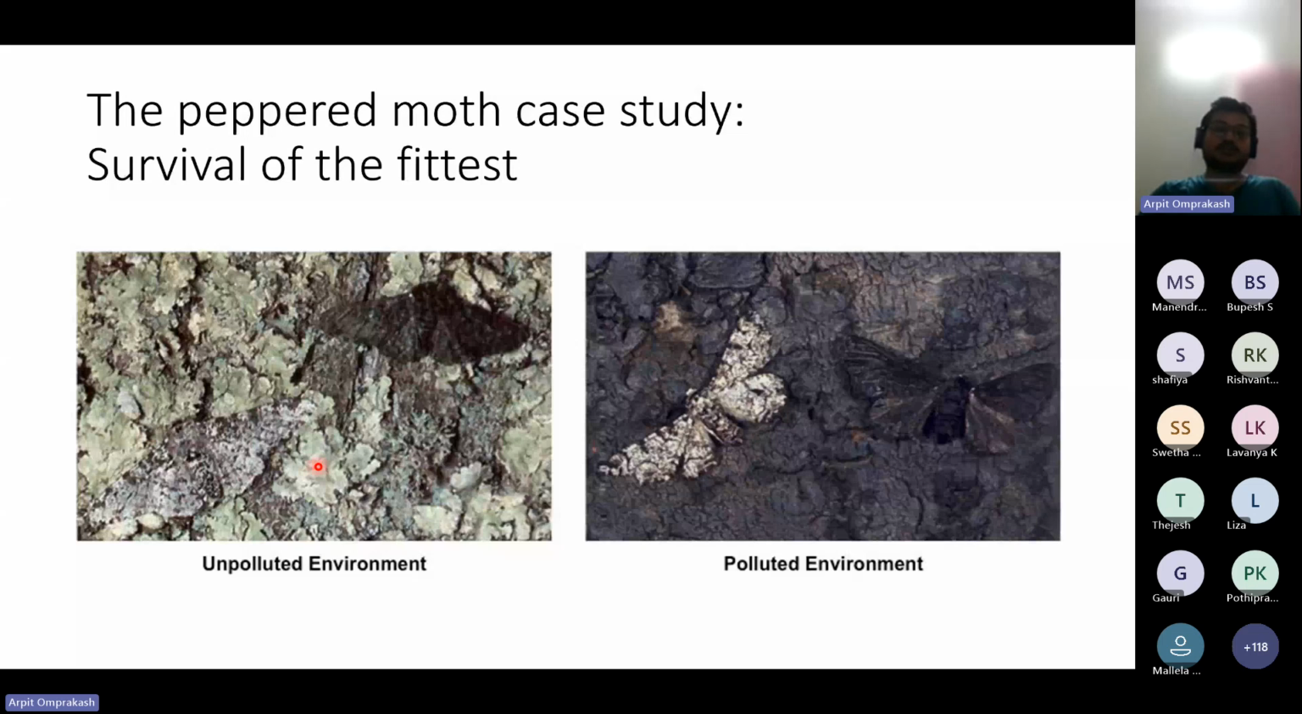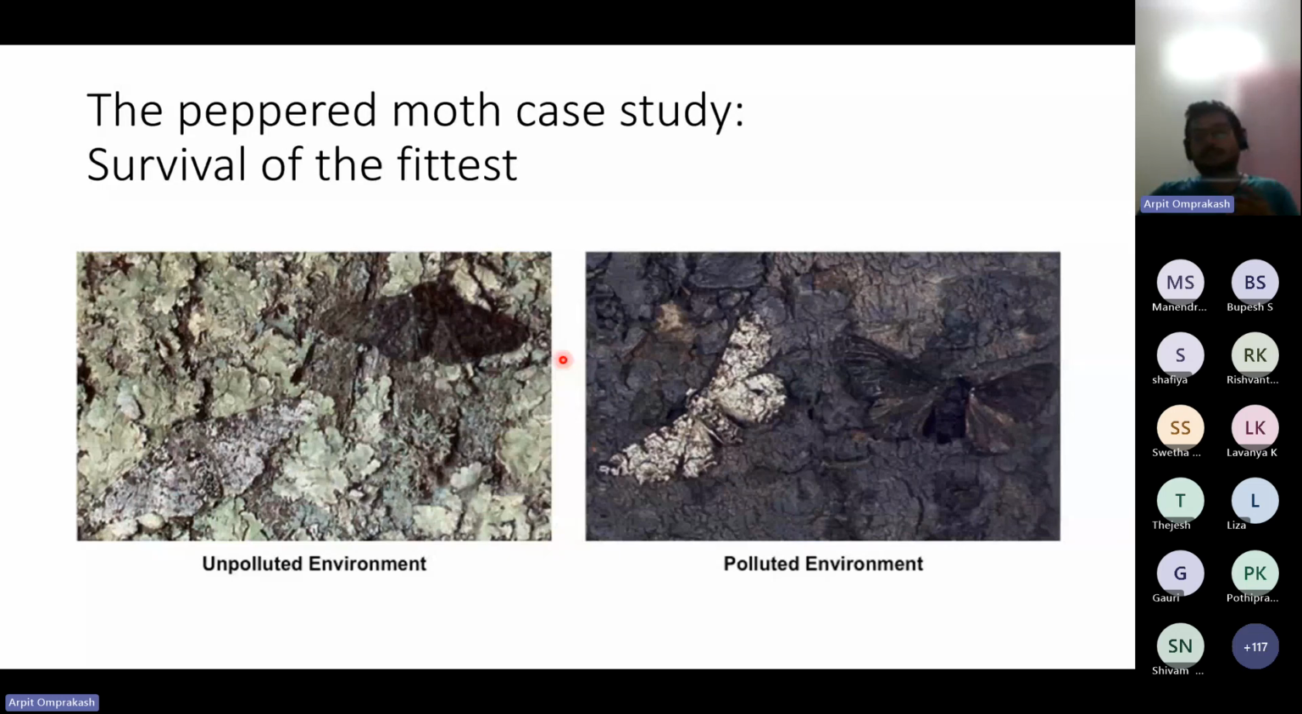Right. So when birds come to eat, they are more likely to figure out where the dark individuals are compared to where the whiter individuals are. And eventually the number of dark individuals will decrease in the population, if this case stays the same. So in this case, when the bark is white because of lichens, the fitter individual is the white colored moth, whereas the black colored moth is not that fit because it can be easily spotted and predated.